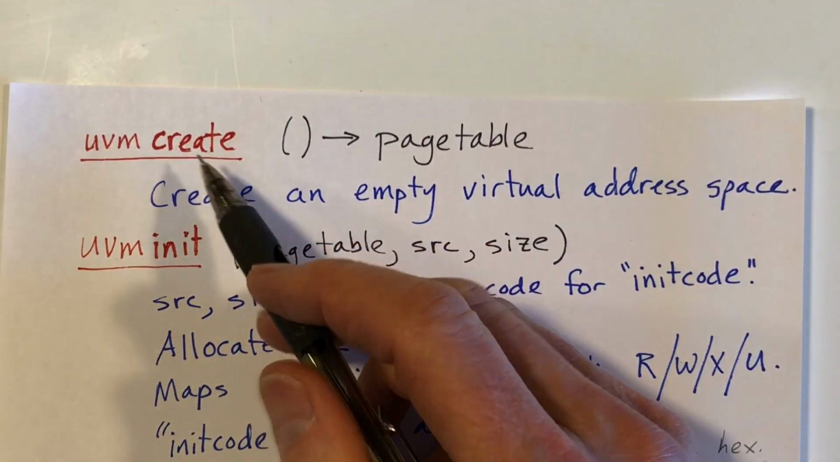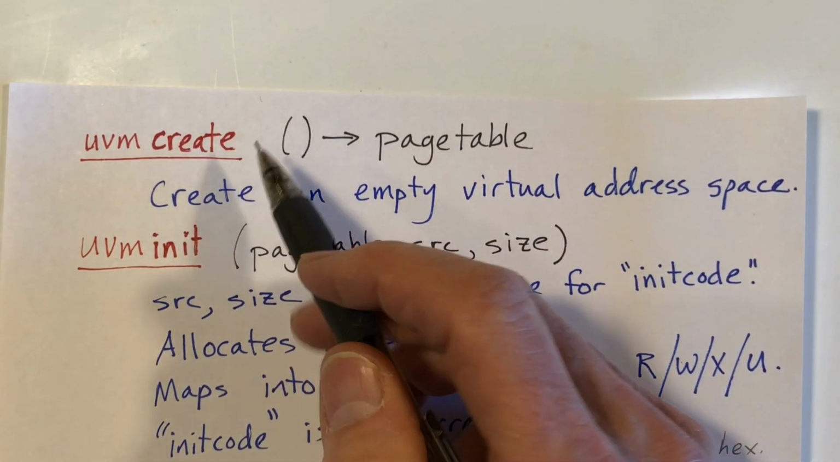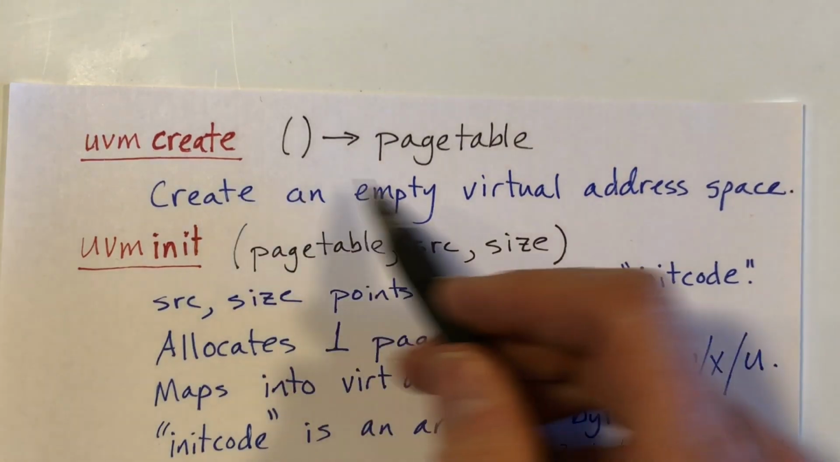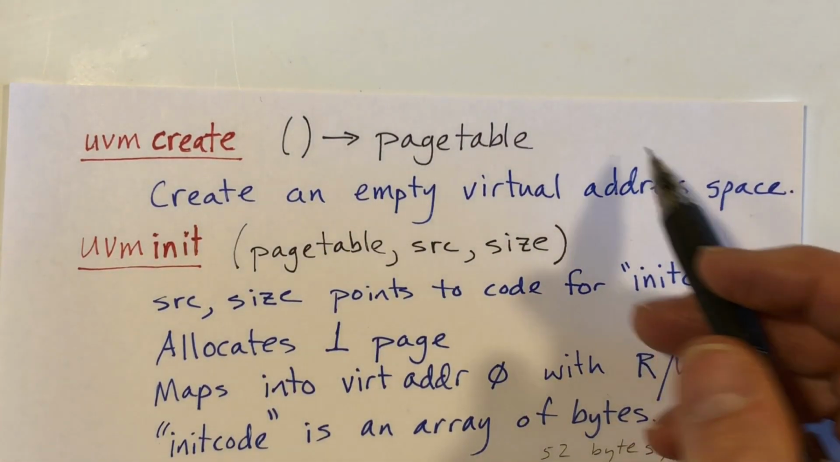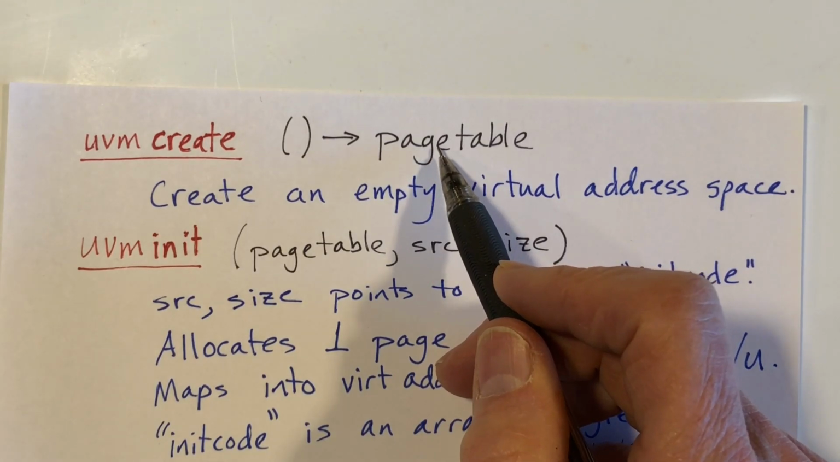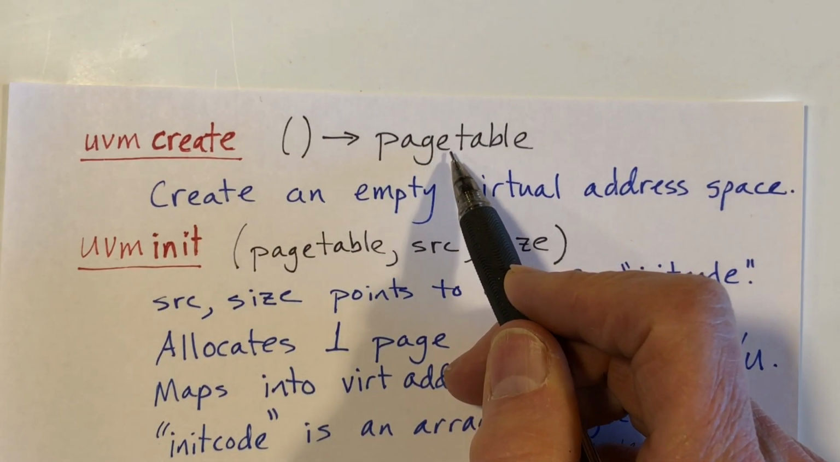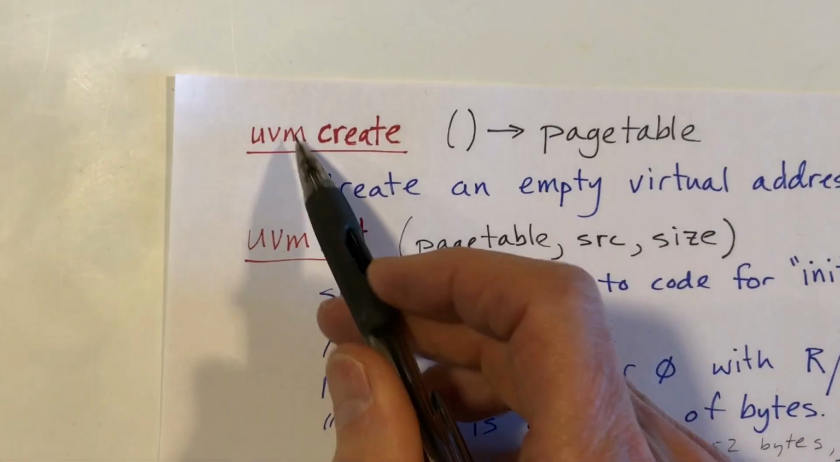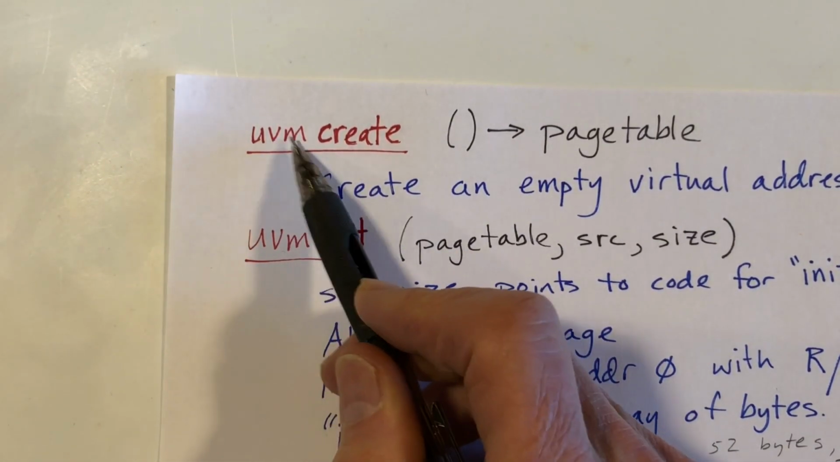Next, let's look at the uvmcreate function. This is a function that will create an empty virtual address space. Essentially, it's just going to allocate one physical page and clear it out to 0 and return that as the root index page for the page table. uvm is user virtual memory.